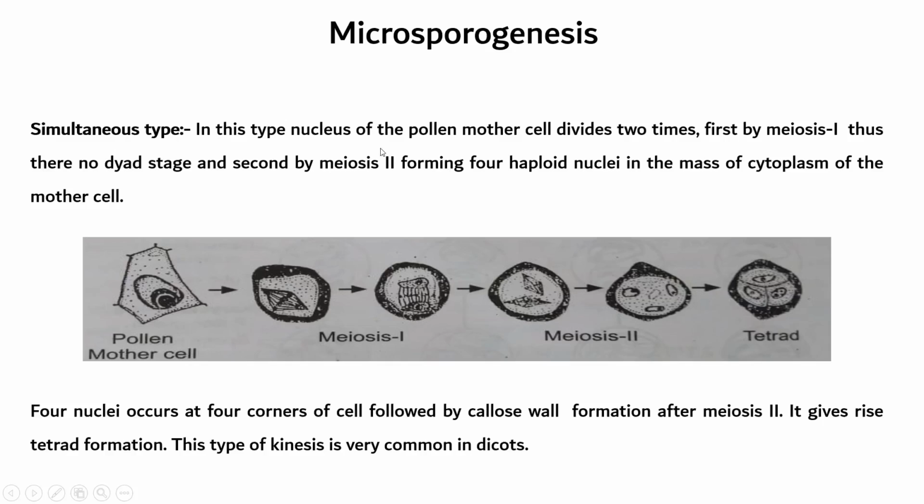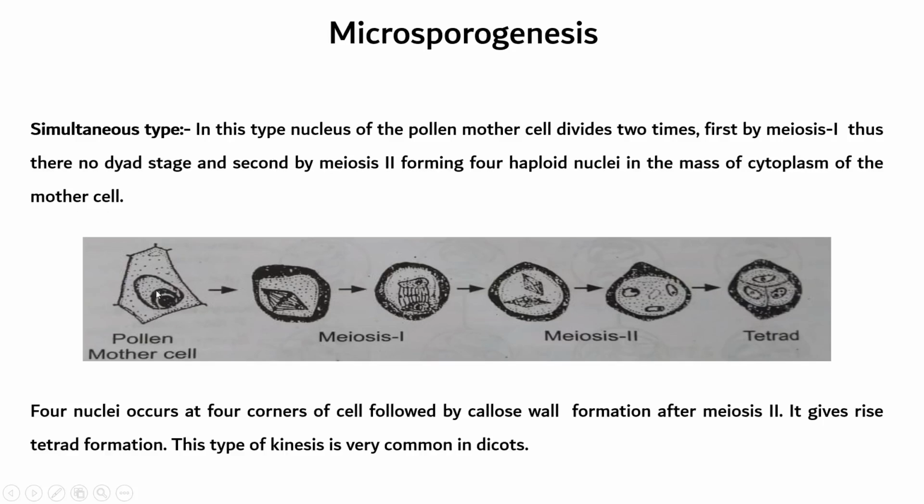The second type of cytokinesis is the simultaneous type. In this type, the nucleus of the pollen mother cell divides 2 times, but no wall formation takes place after meiosis first. It is divided by meiosis first, thus there is no dyad stage. Then meiosis second forms 4 haploid nuclei in the mass of cytoplasm of the mother cell.